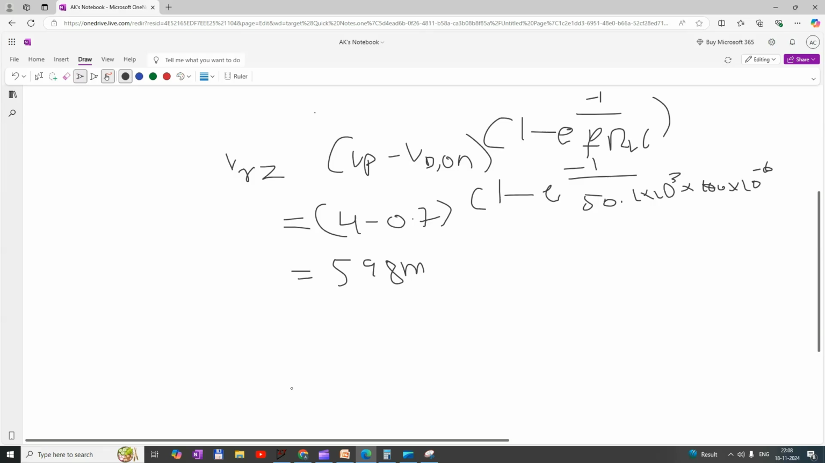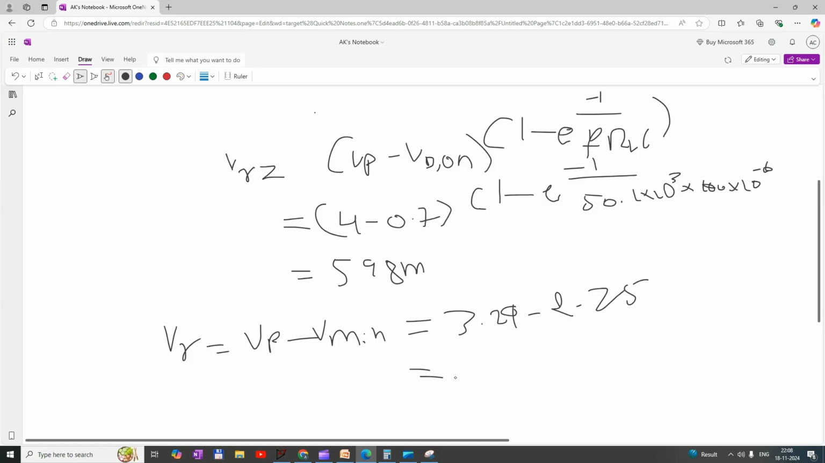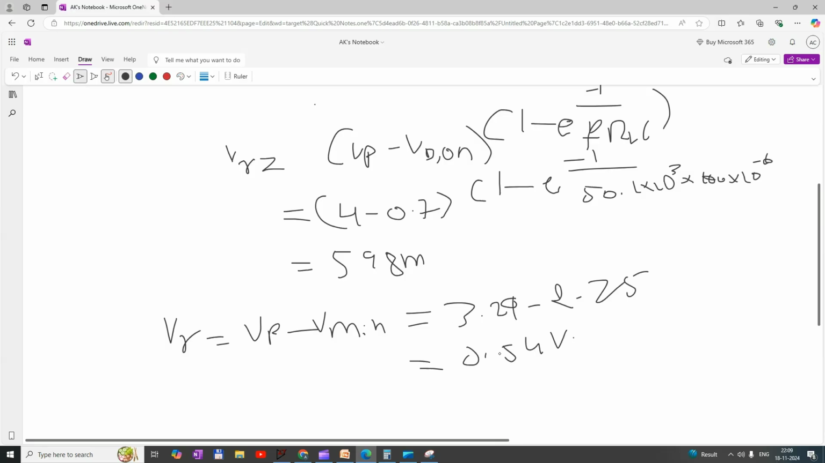As we know, the ripple voltage VR is equal to the peak voltage Vp minus the minimum voltage of the capacitor discharge, which is equal to 3.29 minus 2.75 volt, which is approximately equal to 0.54 volt. The approximate calculation, the practical calculation and the accurate calculation are nearby.